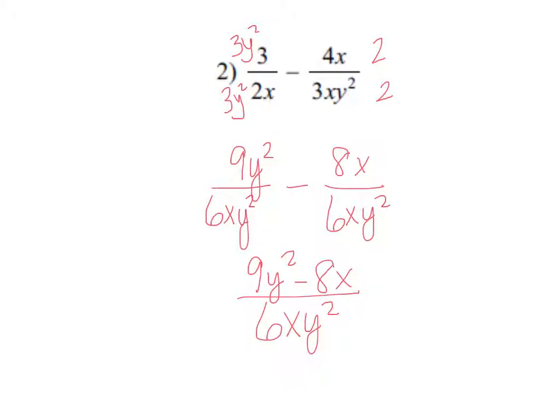Take a minute to see if you can do any extra reducing there. And really the only way there would be to do any reducing would be if there was a GCF of some sort that you could factor out of this that would then reduce with your denominator. And looking up here, there's not a GCF. So I'm done. That's my final answer.